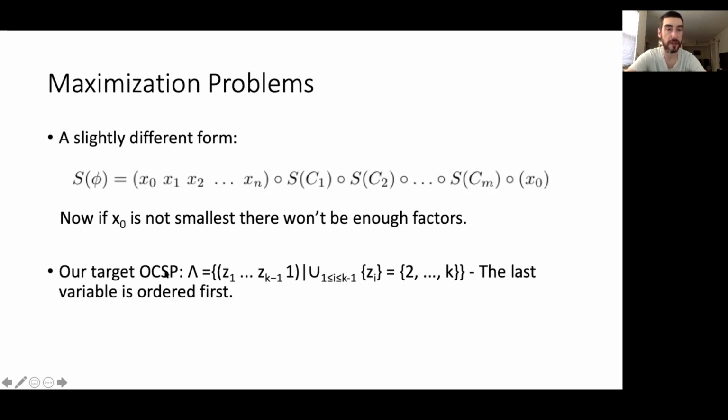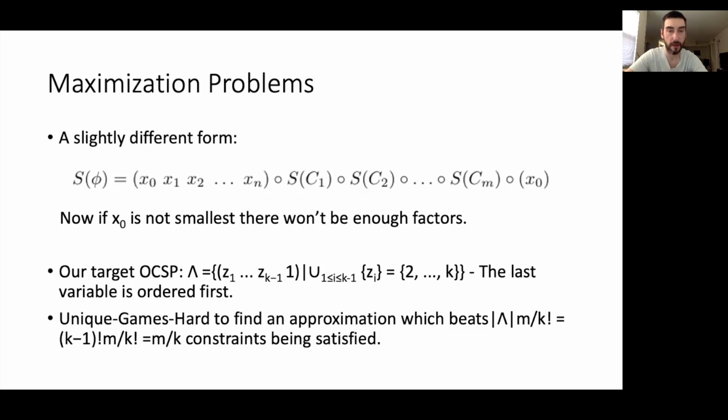So now we need a good target ordering constraint problem to establish some hardness results. And one thing we can use, looking back at the theorem from earlier, is the following OCSP. This one here, lambda, contains (k-1)! different permutations. And these permutations are defined as all the permutations where the last variable is ordered first within the permutation. And now using the result from earlier, we can say that it's hard to find an ordering that will satisfy more than an m over k ratio of those constraints.